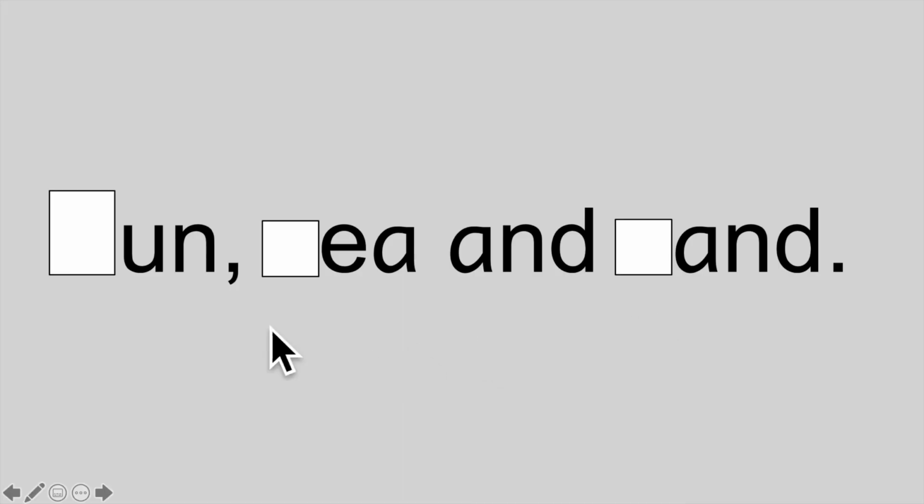Have a look at this one. Sun, sea and sand. Don't forget, at the start of a sentence, we will need the capital letter. That's why this box is bigger than the other two. Have a go. Pause the video and write in your S sounds. Did you get it right? Did you make a capital letter at the start? Well done.